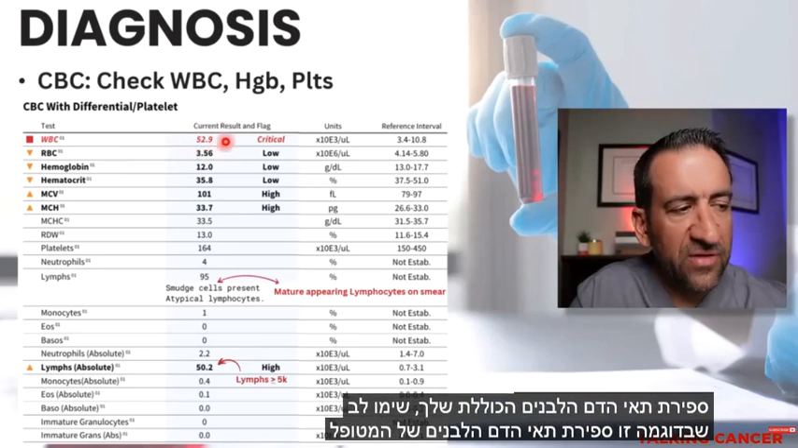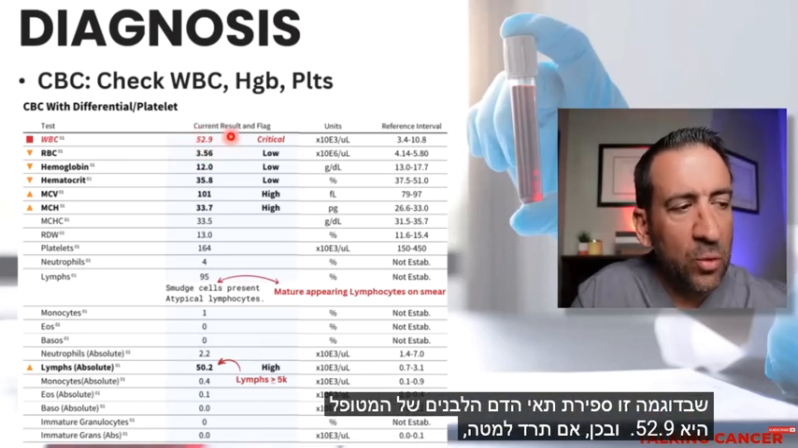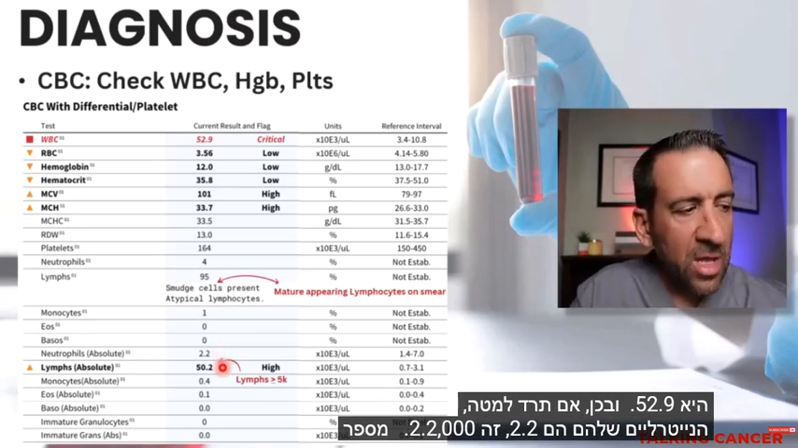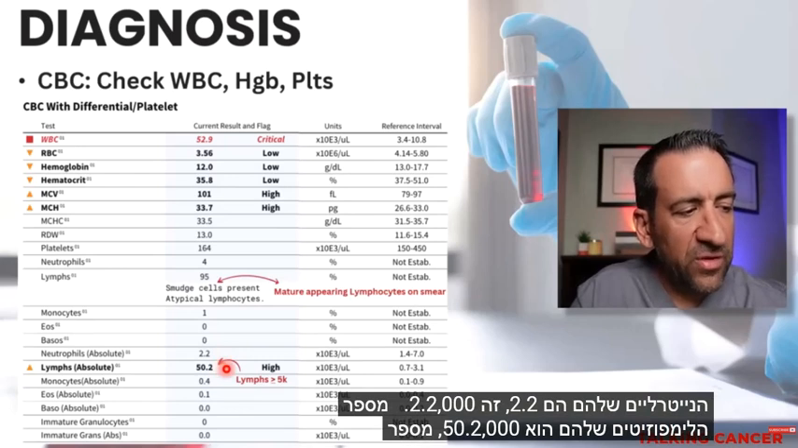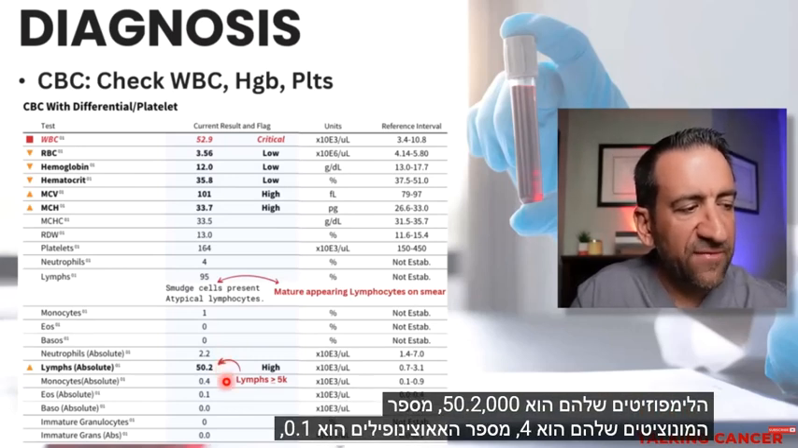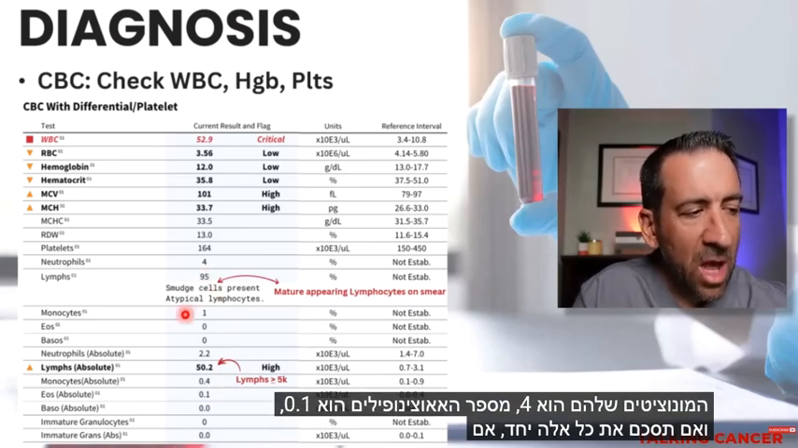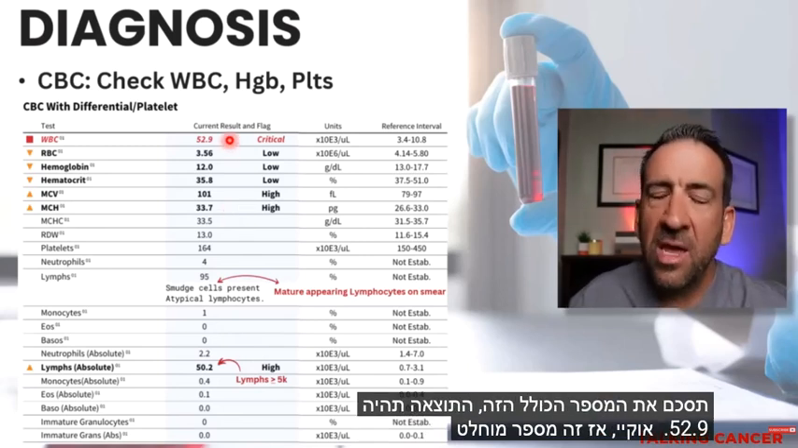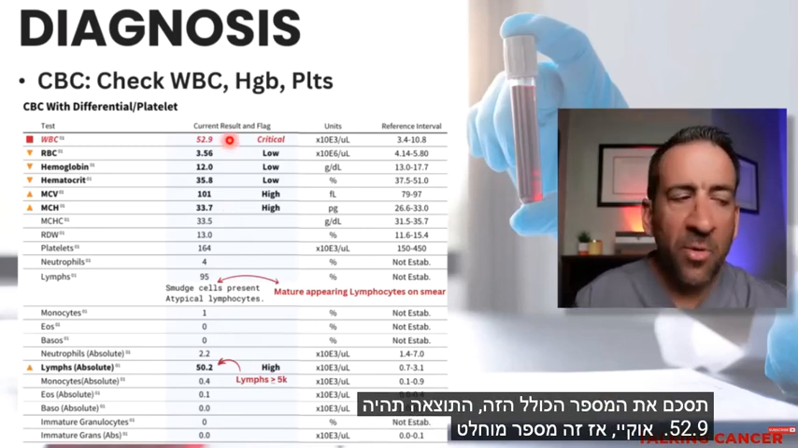notice in this example, this patient's white blood cell count is 52.9. Well, if you go down, their neutrophils are 2.2, that's 2.2 thousand. Their lymphocytes are 50.2 thousand, and then their monocytes are 0.4, eosinophils are 0.1, and if you add all of these up, that total number will equal 52.9, okay? So it's an absolute number that we look at.